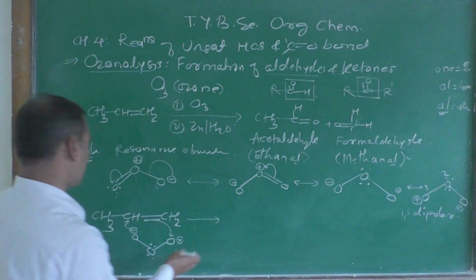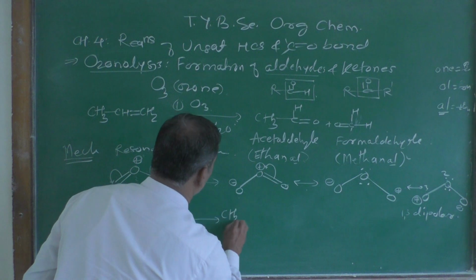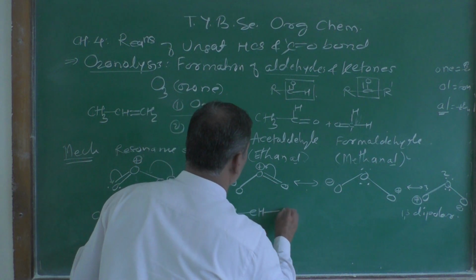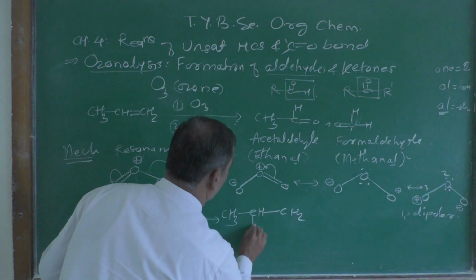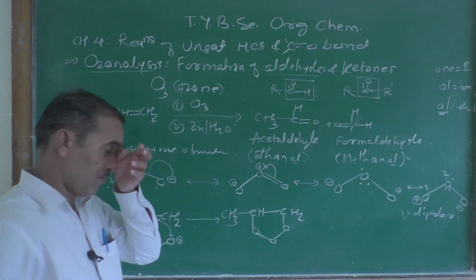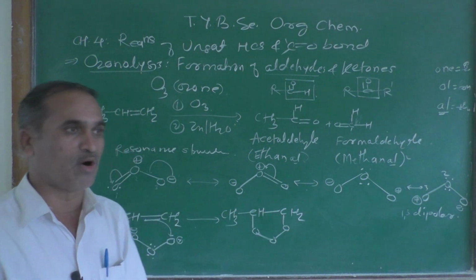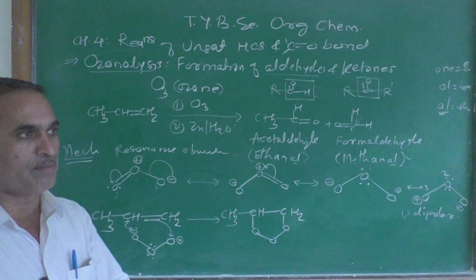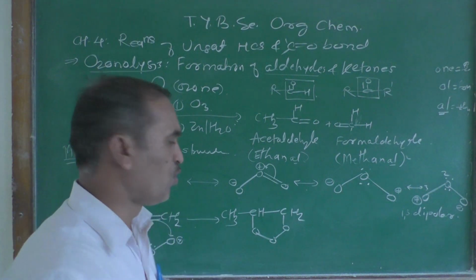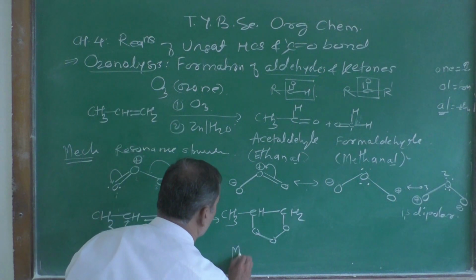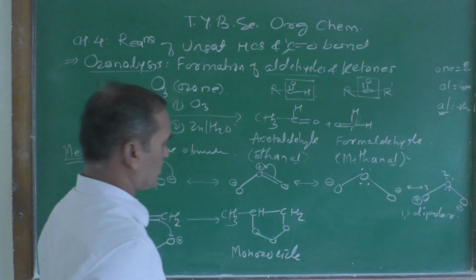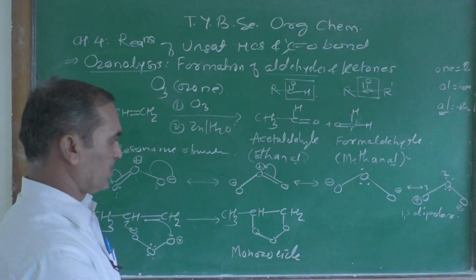Now here you are going to get C, then a hydrogen atom, a single bond, CH2, and this O. Look, this type of 5-membered ring is formed. This is an unstable species. That species is known as a molozonide, which is unstable in nature.